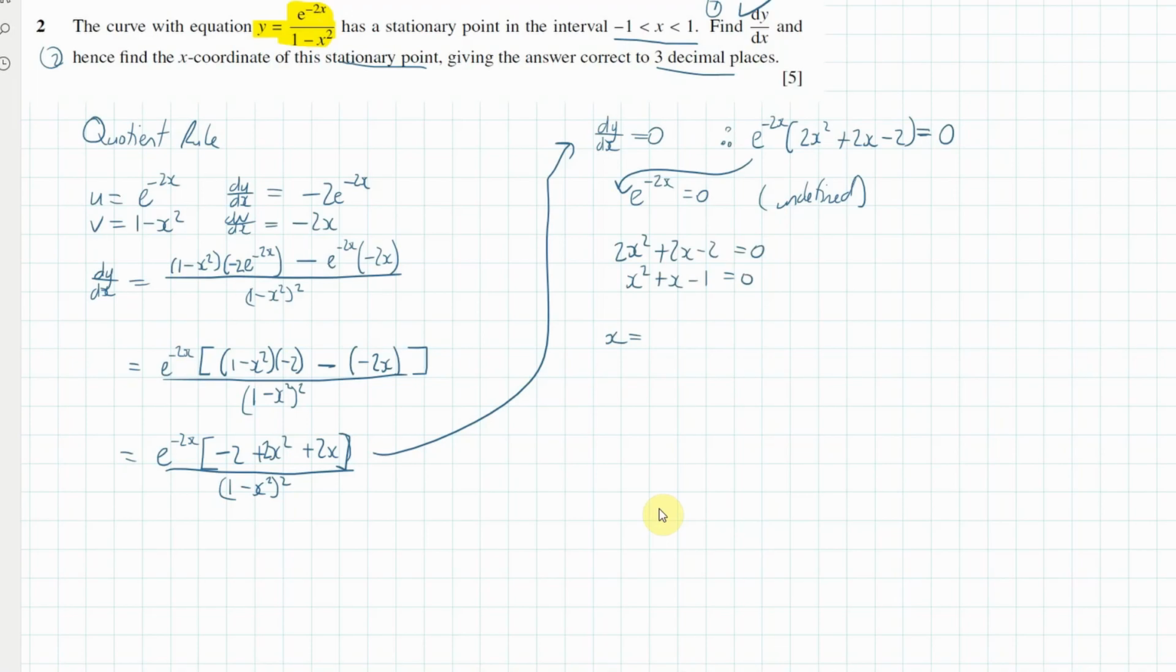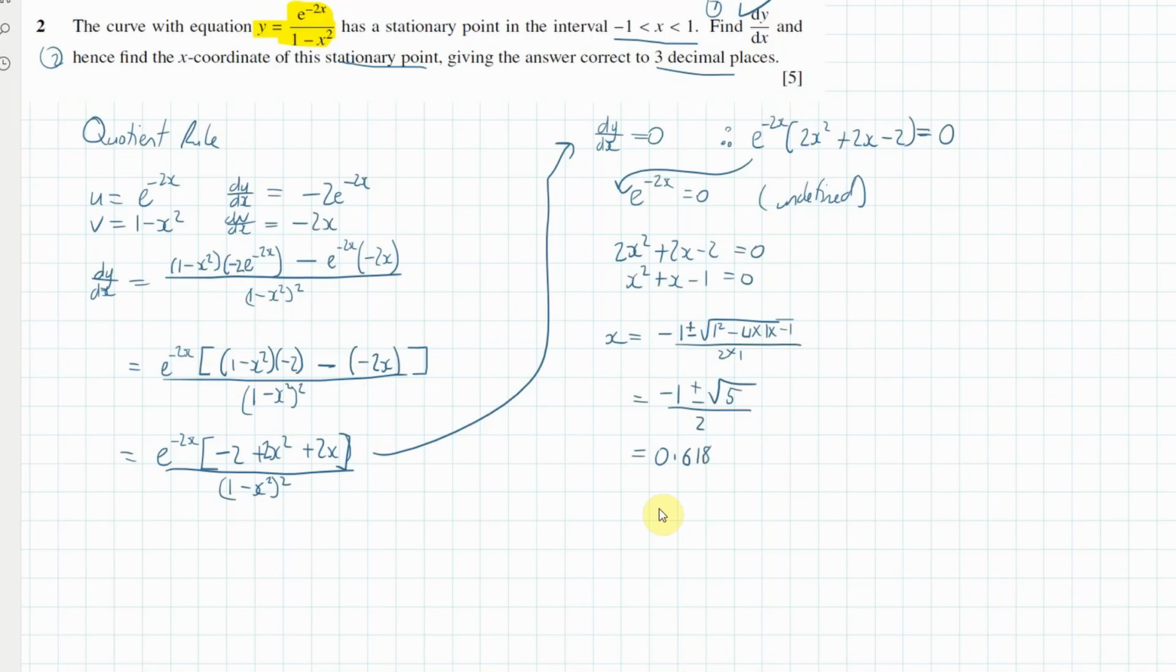So x is equal to minus 1 plus or minus the square root of b squared, which is 1 squared, minus 4 times a, which is 1, times minus 1, and that should be all over 2 times 1. Now, when we simplify this, we get minus 1 plus or minus the square root of 5, all over 2. Now, we get two values here. Minus 1 plus square root 5, divided by 2, is 0.618 to 3 decimal places.